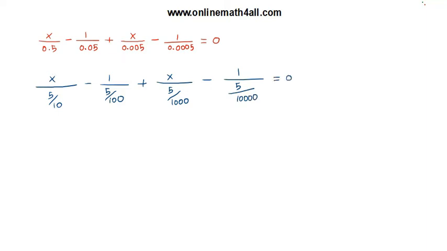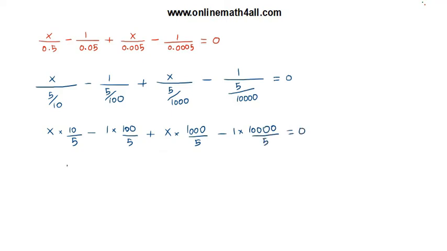Here we have x, and this x is divided by the fraction 5 over 10. So I write this x and I change this division to multiplication. Whenever I change division to multiplication, I have to take the reciprocal of this fraction, then it will become 10 over 5. In the same way, 1 divided by 5 over 1000 becomes multiplication by the reciprocal, 1000 over 5. Positive x times 1000 over 5, negative 1 times 10,000 over 5, is equal to 0.